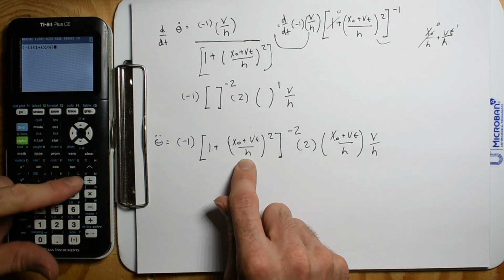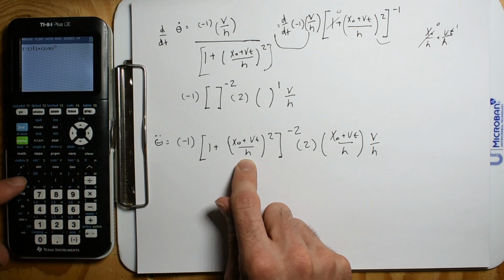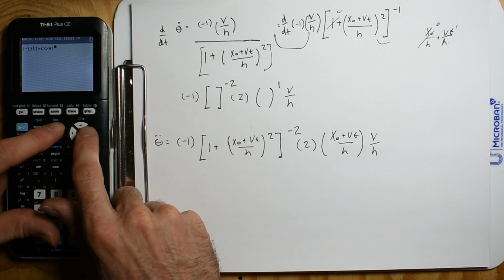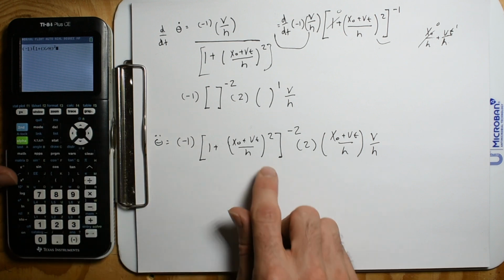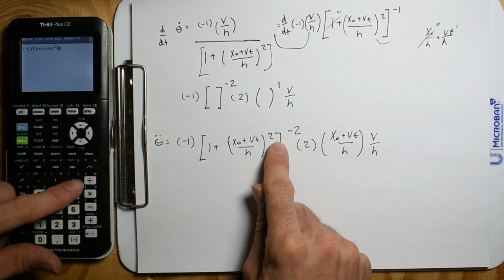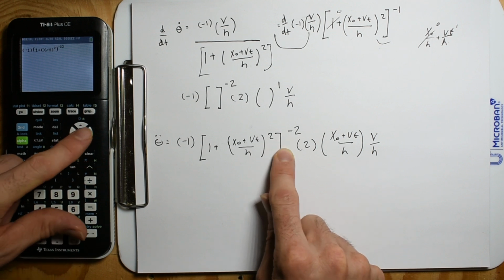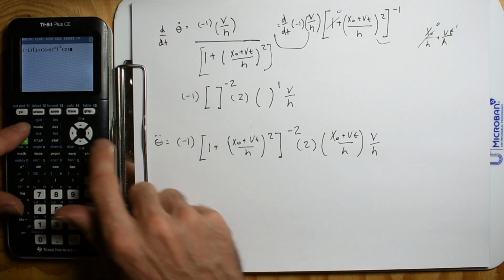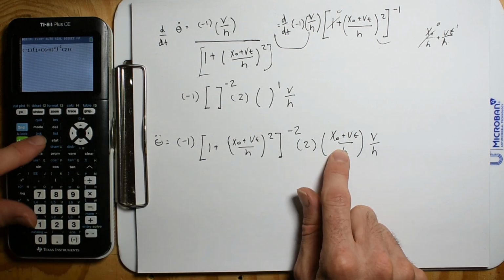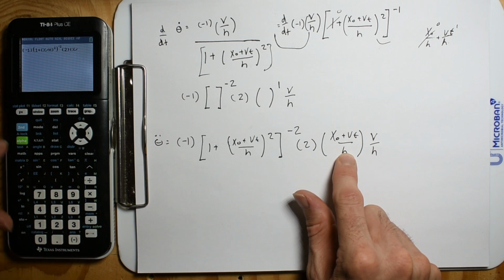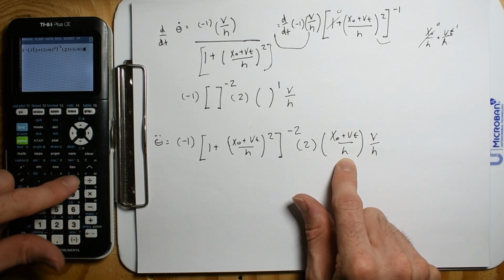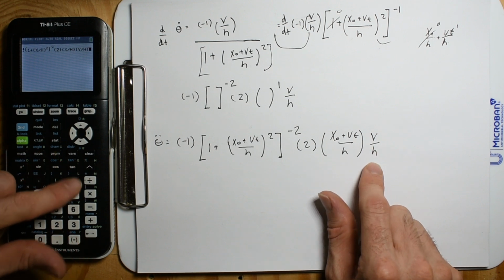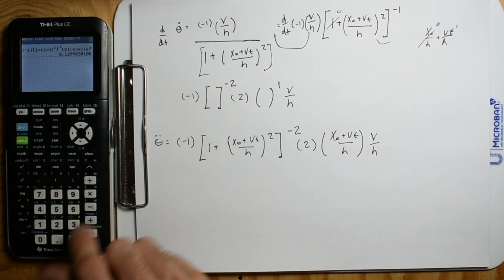Probably already making mistakes. Oh, I see. If I put this to the 2, it messes it up. So I can just do that. Parentheses, this to the negative 2. I'll put it in parentheses so everything looks the same. X divided by h, since this is 0, and then we have alpha v divided by alpha h. Come on. Nah, it didn't work.